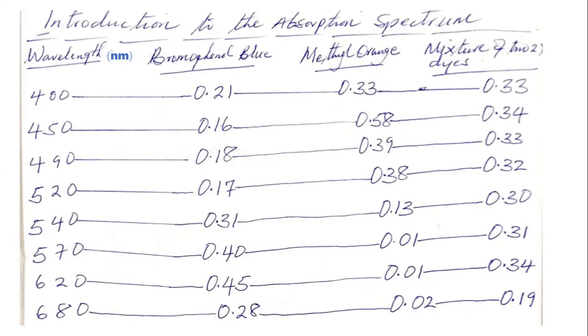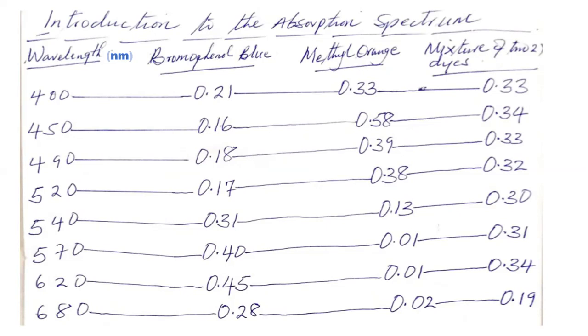We have methyl orange and bromophenol blue. So we are going to use these two dyes to carry out our experiment, and this experiment is going to be in 4 stages. Stage 1 is to determine the absorption spectra of the two dyes, that is bromophenol blue and methyl orange. In stage 2, you are going to determine the absorption spectrum of the mixture of these two dyes.